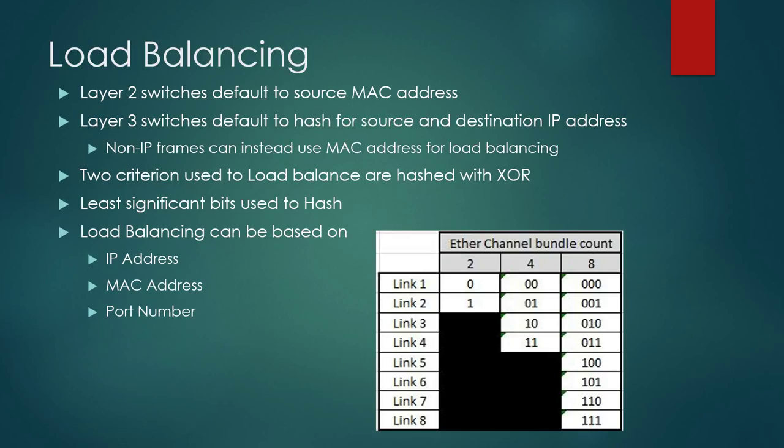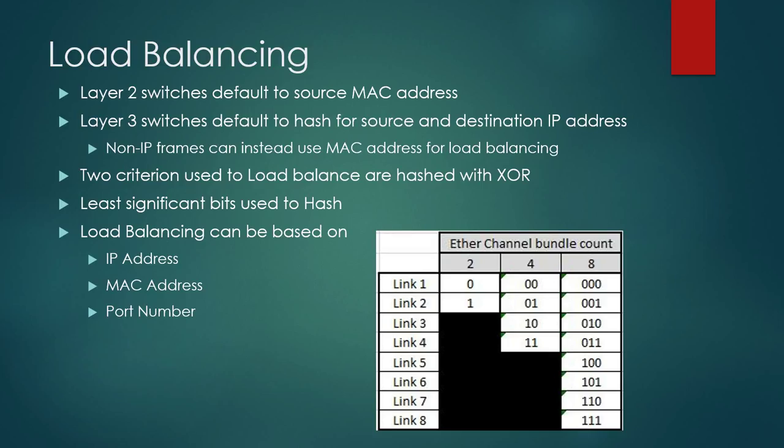So as you can see, using the destination MAC address for my load balancing option within my Ether channel might be a better choice. But then again, if all your traffic is going to go out through the gateway, because you have numerous PCs and everybody's surfing the internet, that gateway MAC address is going to be used, so everybody's traffic would be on one link. So you basically have to examine your traffic load and how it's distributed across your network, and then determine what type of load balancing you're going to use.